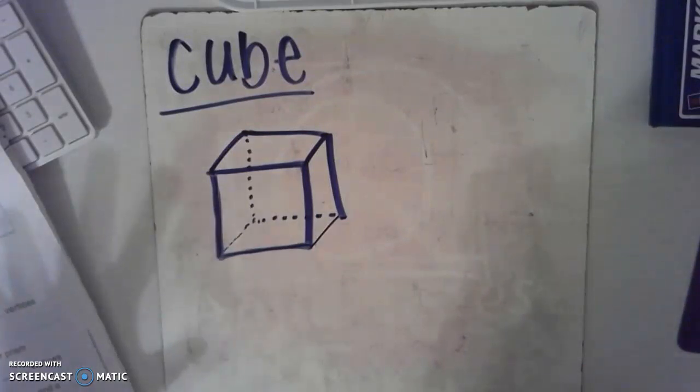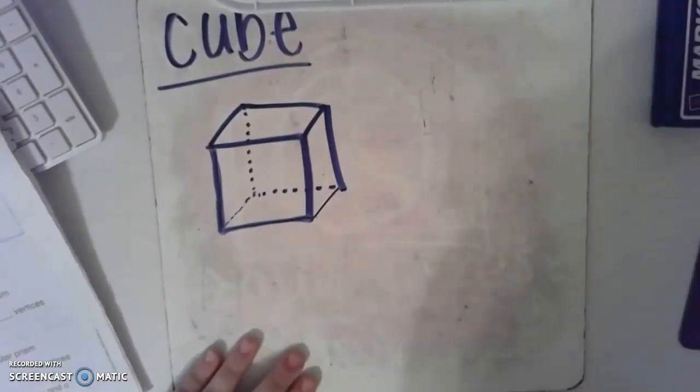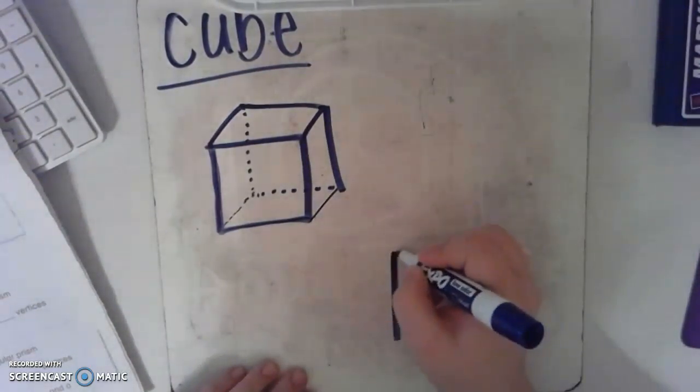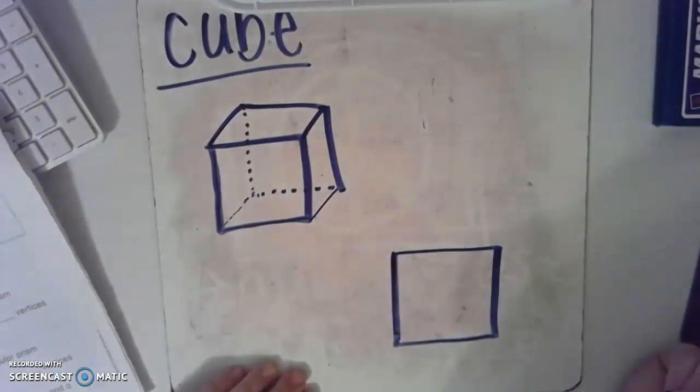Okay, if you're still confused, I'm going to go through it again. Let me move Ziggy up a little bit. Okay, so first step first, I'm going to draw my square. So draw your square.